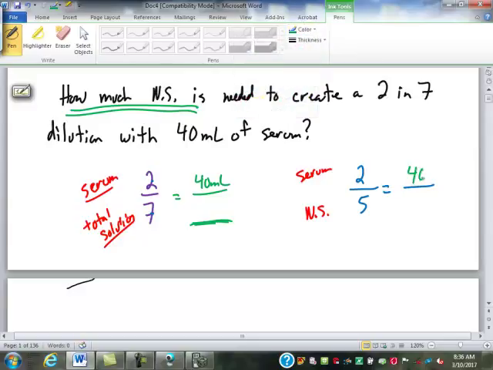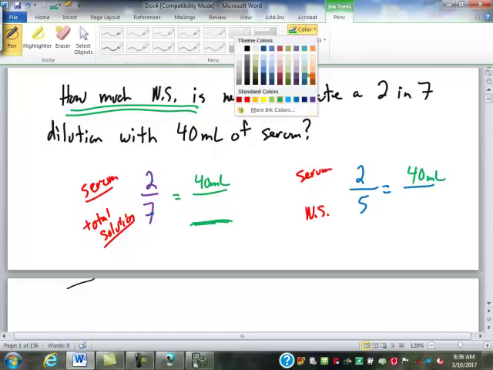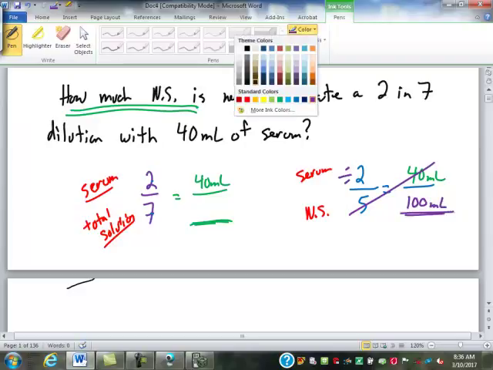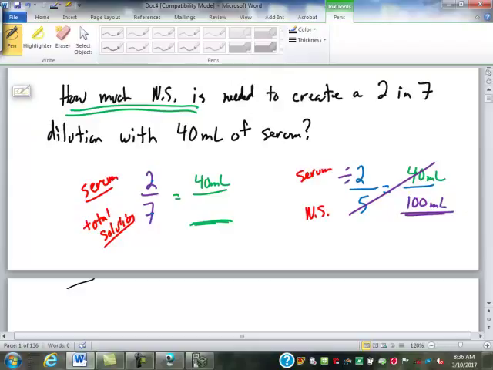So now we put in 40 milliliters for the serum on the other side of the proportion, and we cross multiply. 5 times 40 divided by 2 is 100 milliliters. So it would require 100 milliliters of water.